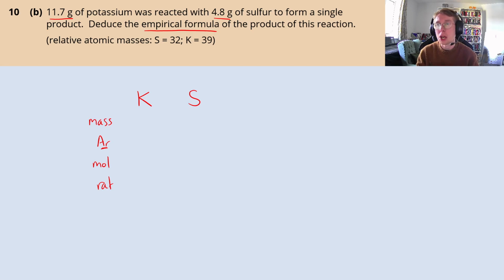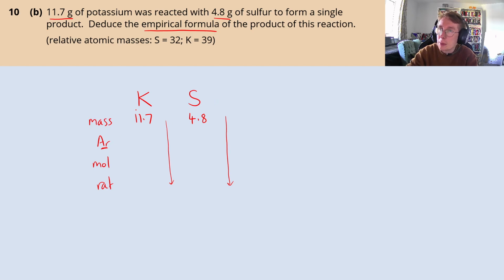So that's why we use atomic masses here rather than any formula masses. So let's work our way through it. Have we got the mass of potassium? Yes, it's 11.7 grams. Have we got a mass of sulfur? Yes, it's 4.8 grams. And now, because we've got those bits of data, we're going to work our way down both sides of the table simultaneously.